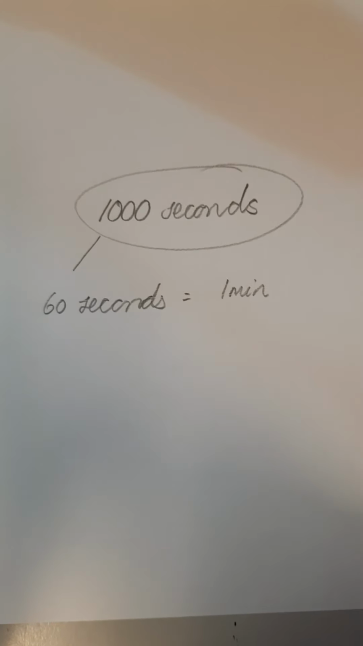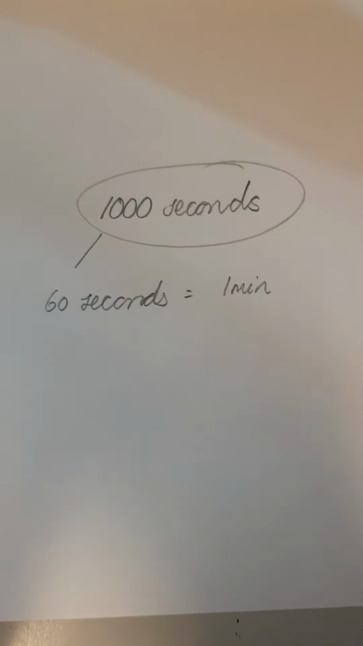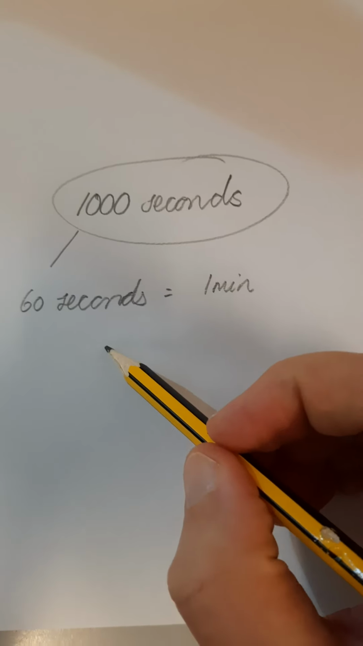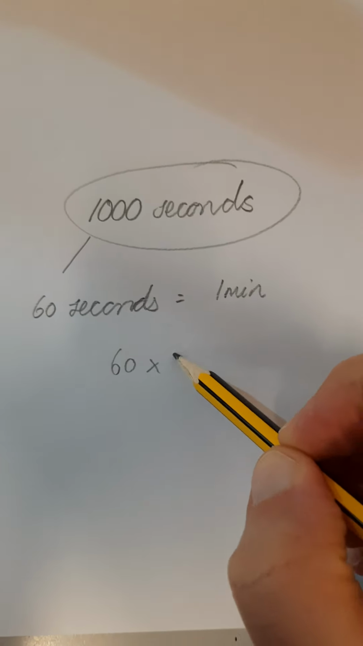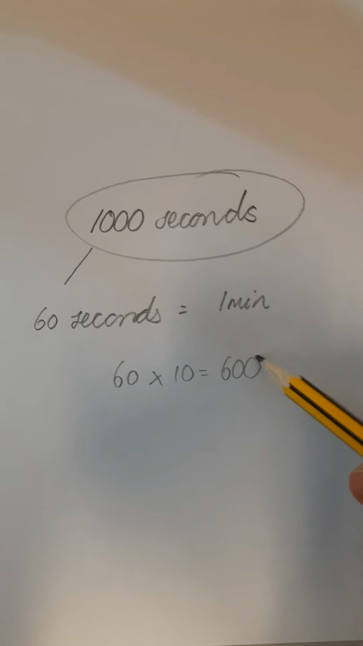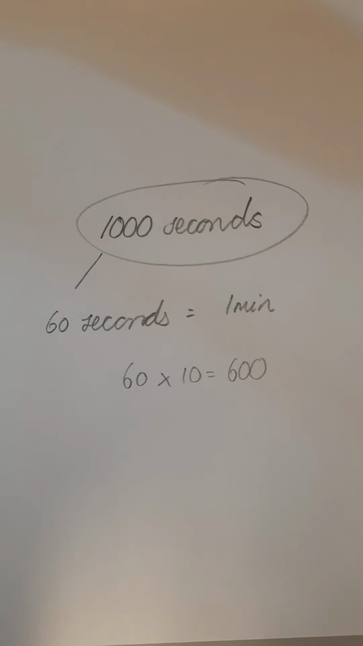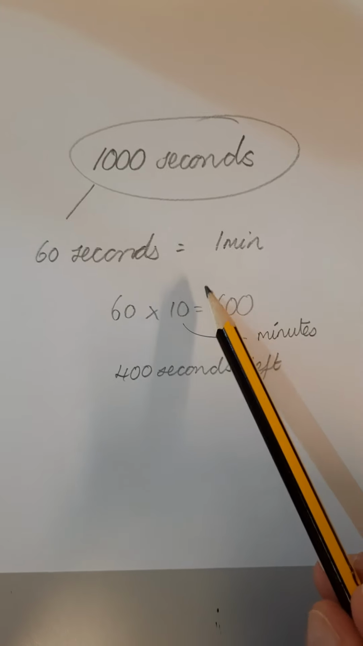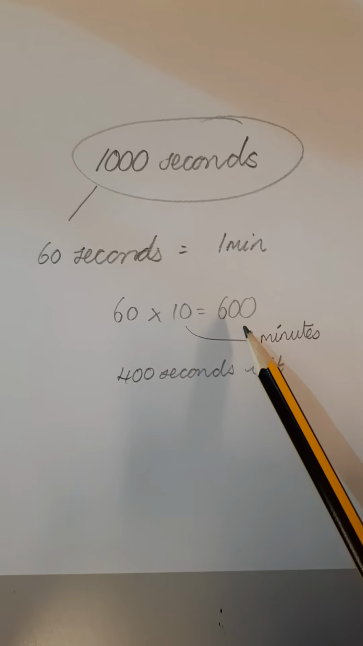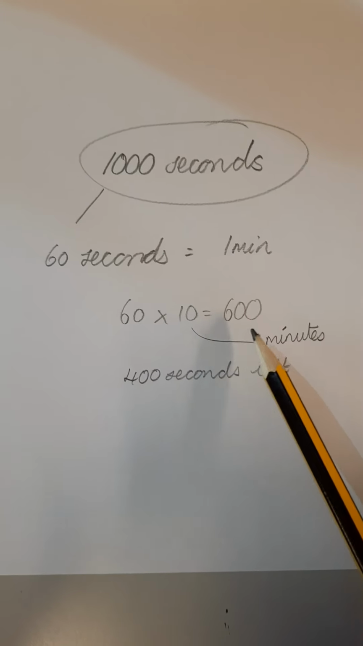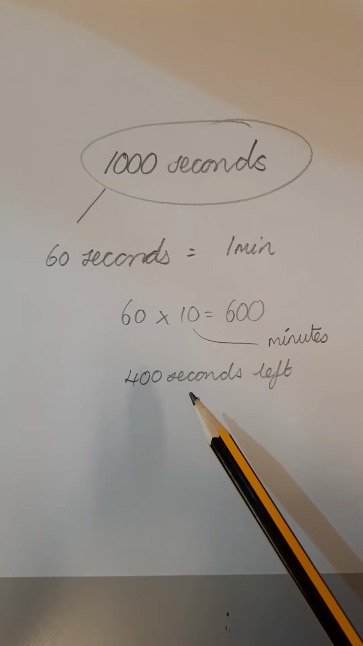So could we use our tables again? Well, if we use our 10 times table, or we multiply by 10 more specifically, we could then find out that 60 seconds times by 10 would give us 600. That number certainly brings us a lot closer to 1,000. Now we can see here that we've already obtained 10 minutes is worth 600 seconds. We're not quite there yet, but we've definitely got a lot closer, which means there's 400 seconds left.